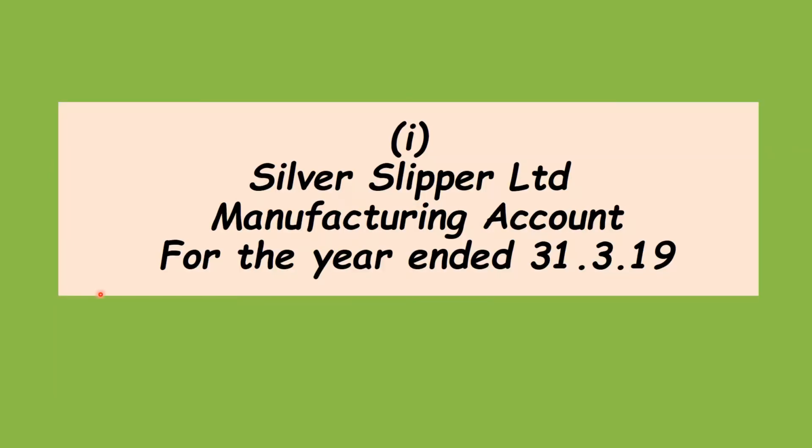First, we have the heading. Keep the heading done in 3 lines, answering the questions who, what, and when. The Silver Slipper Limited manufacturing account for the year ended 31st of the 3rd, 2019.